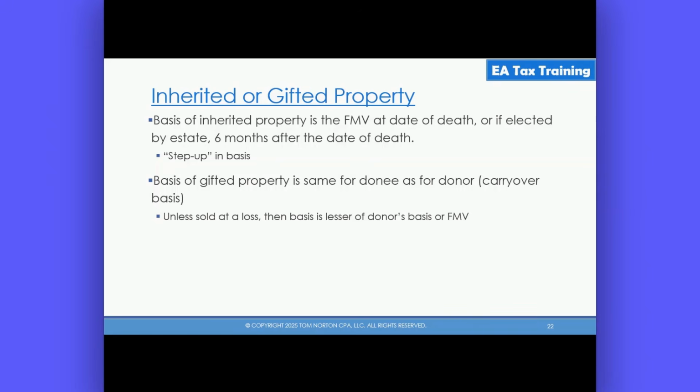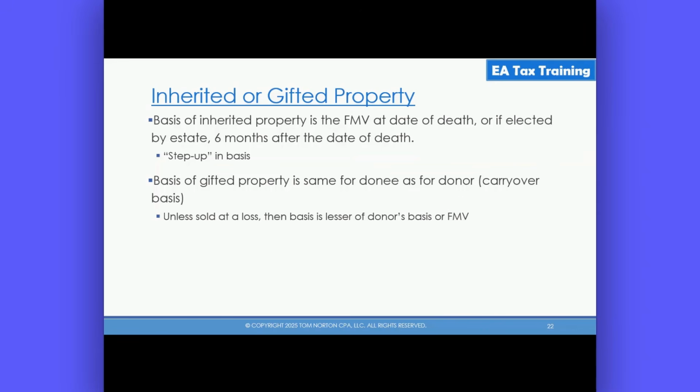So this is something to keep in mind for parents and grandparents who want to give property to their children or grandchildren or anyone else. They may be better off just putting that in their will and letting the person inherit it after they die rather than giving it to the person while they are still alive.